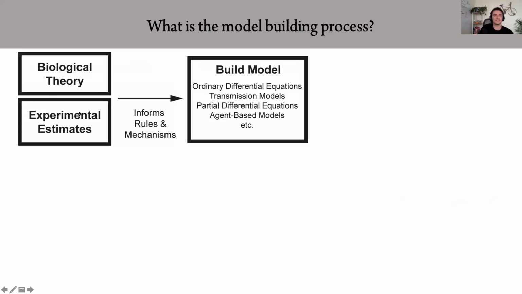First, you need to start with some sort of biological theory or experimental estimates, and that's going to inform your basic rules and mechanisms during the model building process. So a very popular starting point, both within our lab and across the field of mathematical modeling, is to start with an ODE model, or ordinary differential equation model. But depending on the question at hand and the data sets that you have access to, you might build a transmission model or a partial differential equation model, or we sometimes use agent-based models.